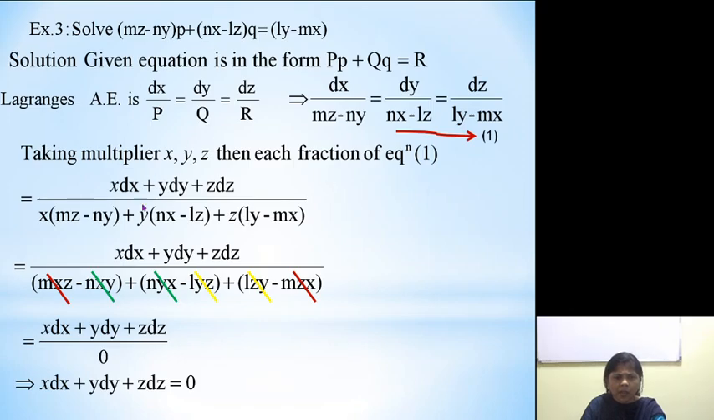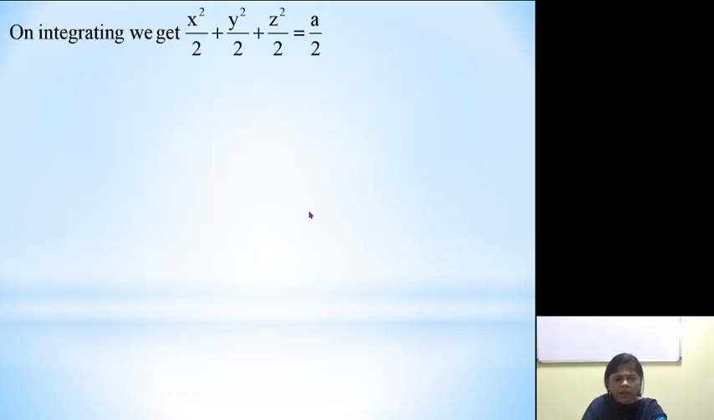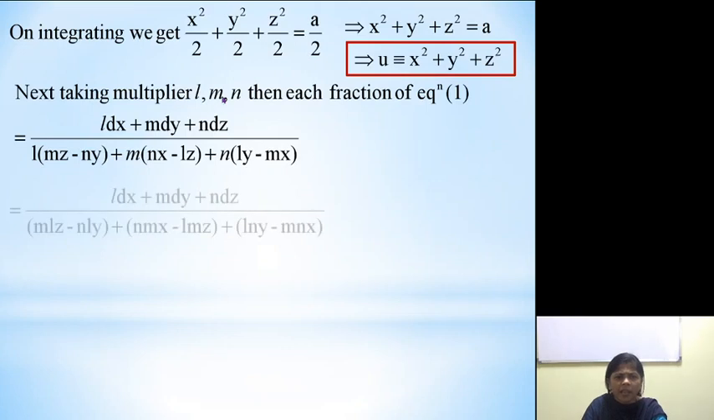So here I have focused on m. Now I will focus on m. So I need to cancel the term of z. So the coefficient of z over here is m, whereas the coefficient of z in this term is l. So in order to cancel this term, this needs to be multiplied with m and this needs to be multiplied with l. So that's why the second set of multiplier is l, m, n.